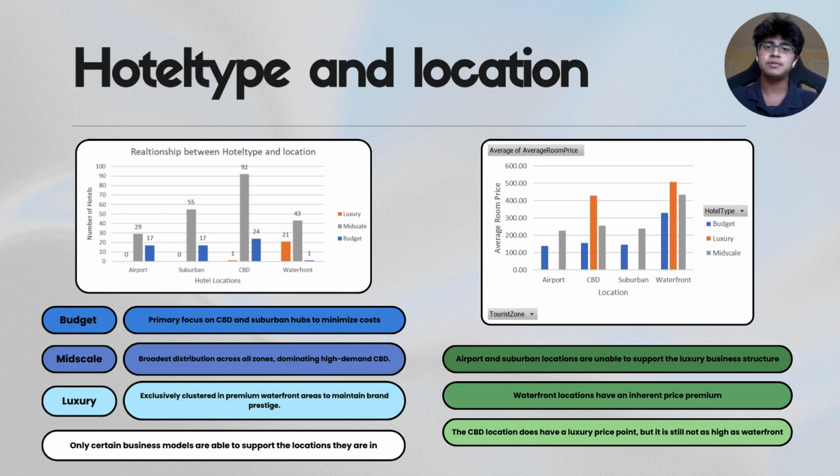You'll notice a total absence of luxury in the airport and suburban areas. This proves that these specific locations weren't suitable to support such a high-end business model, effectively capping the prices at these locations. Finally, the data shows a clear waterfront premium. Even a budget tier hotel on the waterfront commands a higher price than a mid-scale hotel in any other location. This validates our earlier finding that location isn't just a variable, it acts like a multiplier that allows even lower tier hotels to drive much higher average room prices.